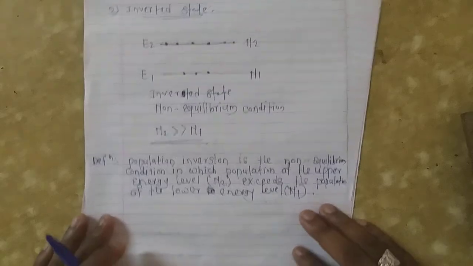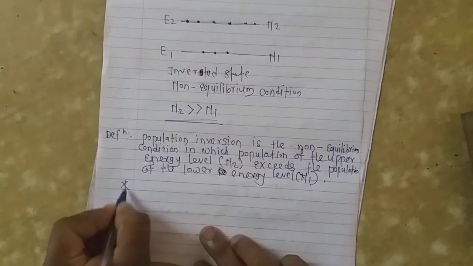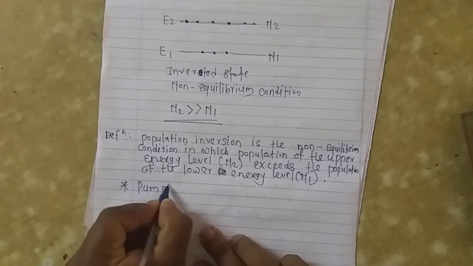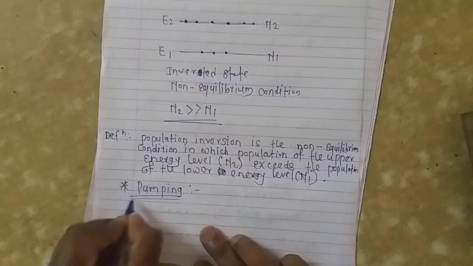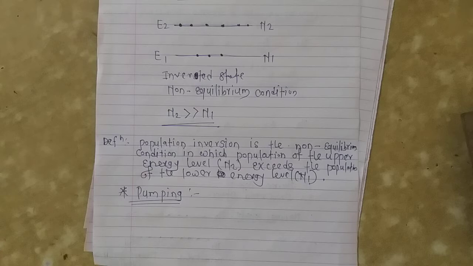The next point is pumping. What is meant by pumping? In previous videos, we saw the point absorption. In absorption, we have seen the photon energy incident on atoms, and those atoms absorb the energy and jump into the excited state. That is called pumping, or optical pumping.